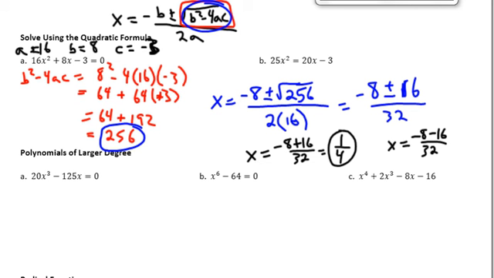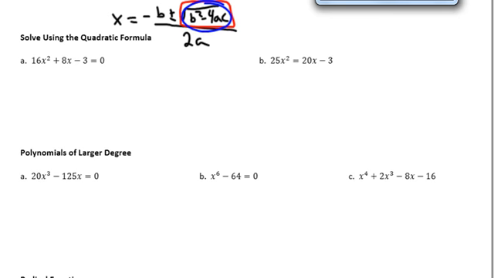Negative 24 over 32 reduces, 4 goes into both of them, gives us 6/8. 2 goes into both of those to give us 3/4. So into 24 32nds, we could have done an 8 goes into both of those. But go ahead and reduce it either way, any way that you want to. Solving using the quadratic formula, this time using these quadratics with the actual quadratic formula.